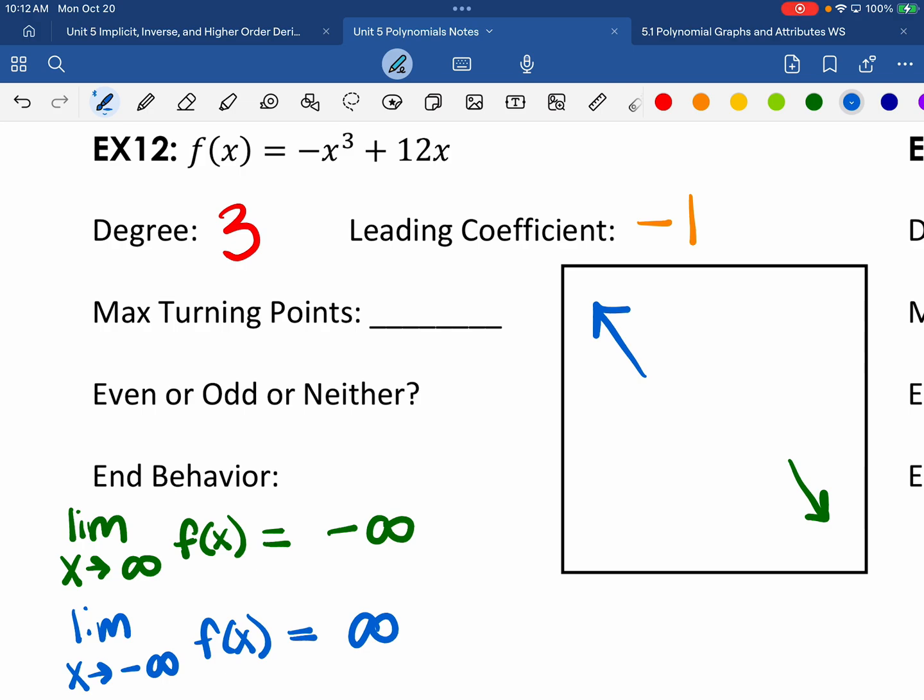All right. So now I'm going to answer the other things. Max turning point 2. So how many turning points could I have? 2. I could have 2 points. And the even, odd, and neither.